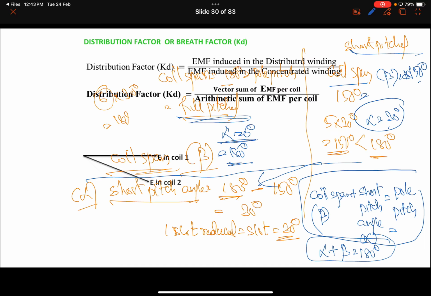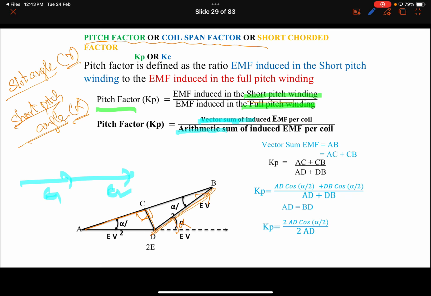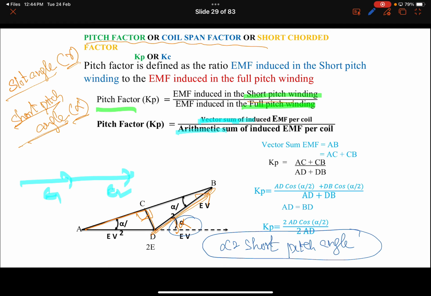Let's conclude. Okay. So this alpha, what is this alpha? Short pitch angle. How much it is reduced? That is, alpha is short pitch angle here.